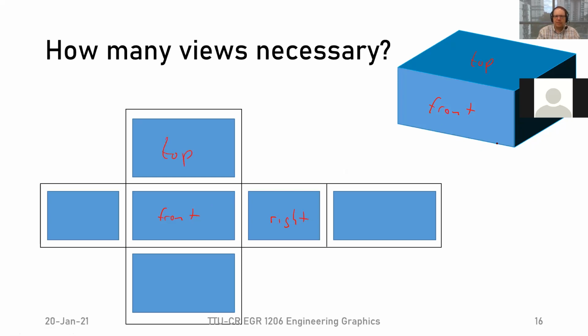Now we can't see where the bottom is, right? The bottom would be underneath. Can't even see it in this case. This would be the back, which we also can't see. And the left, we wouldn't be able to see either, right? That would be on this side over here. So these are all the views that we have.